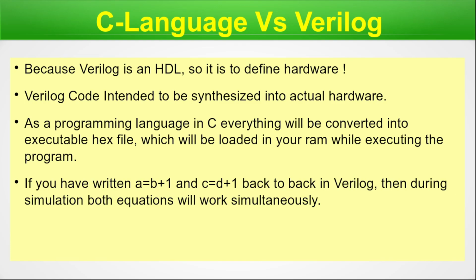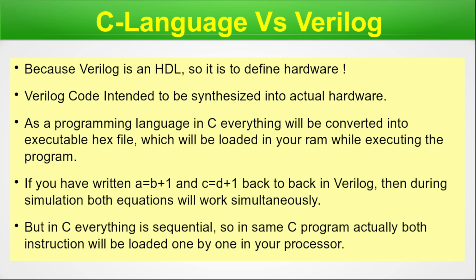Now let me explain it further. If you have written A plus B equal to 1 and C plus D equal to 1 back to back in Verilog, then during the simulation both equations will work simultaneously. That means it's a concurrent system. That means everything is simulated with respect to time. At time t equal to t1, both the equations will get simulated. But in C, everything is sequential and there is no time here. You cannot enter time inside the C language.